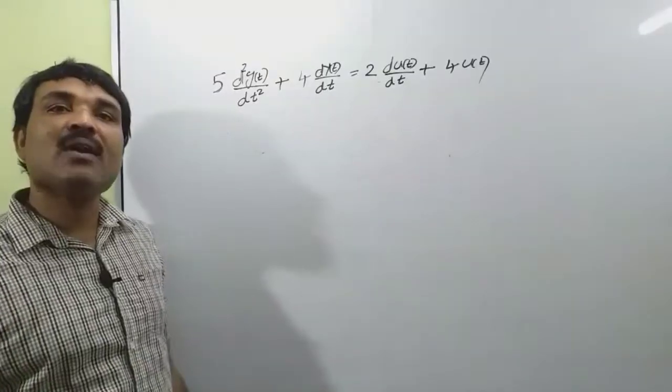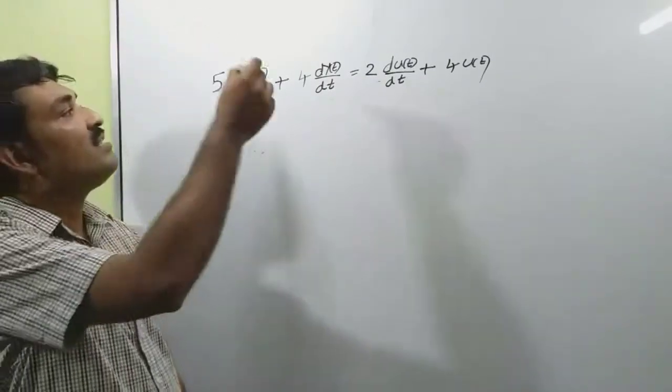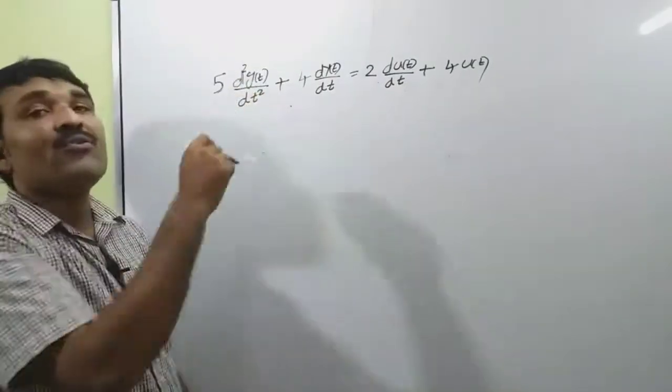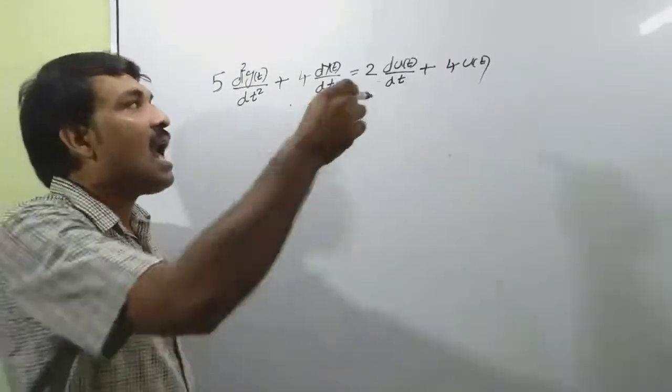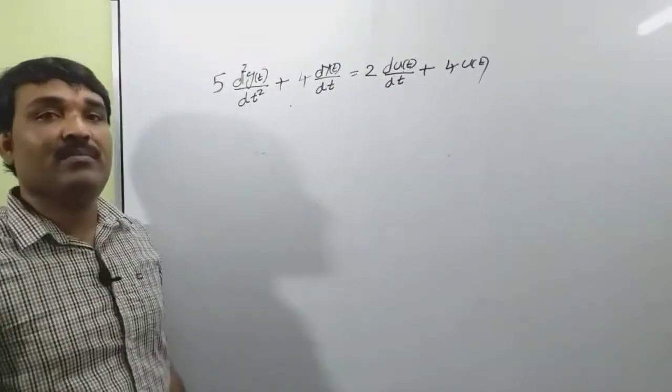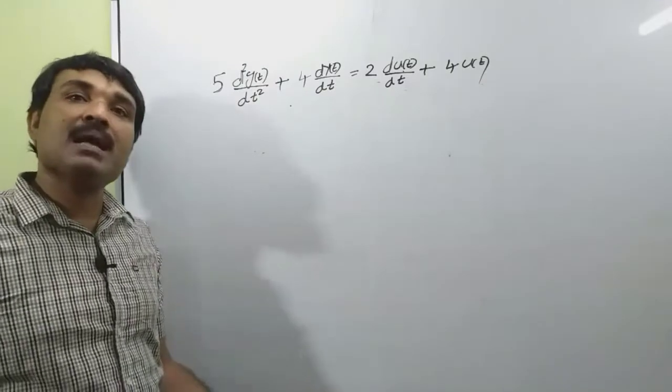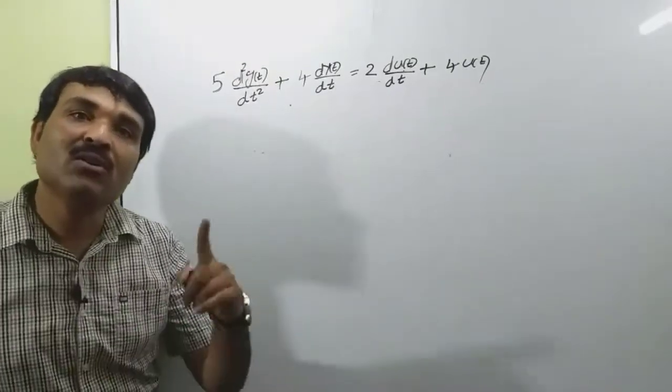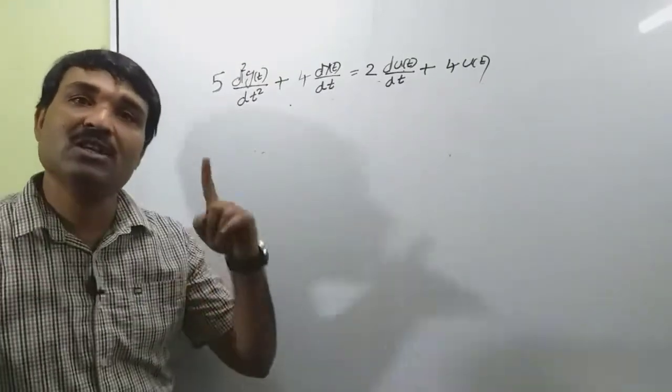Our question is to find the transfer function of this differential equation, where y of t represents the output variable and u of t represents the input variable. The transfer function is the Laplace transform of the output to that of the input, by assuming all initial conditions are 0.